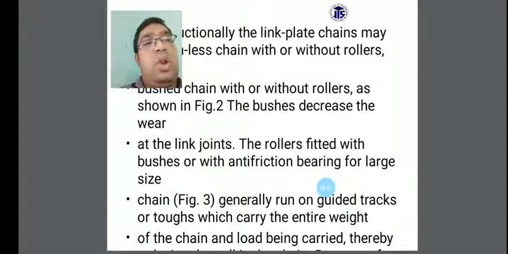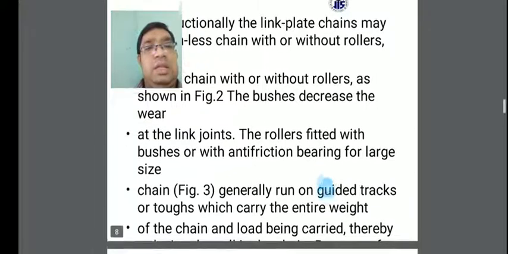And the roller is fitted with a bush or with an anti-friction bearing for large sizes. This roller is fitted with a bush or with an anti-friction bearing. Friction is difficult in all places. Friction is an advantage in a few places and a disadvantage in a few places. But with roller fitting, friction will be a disadvantage, and the anti-friction bearing is also required for the large size chain.